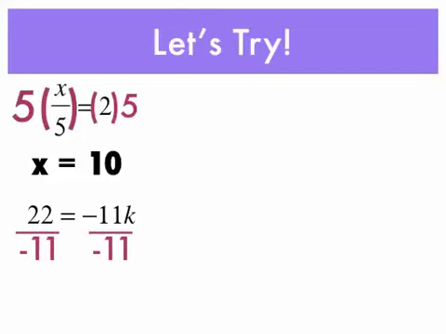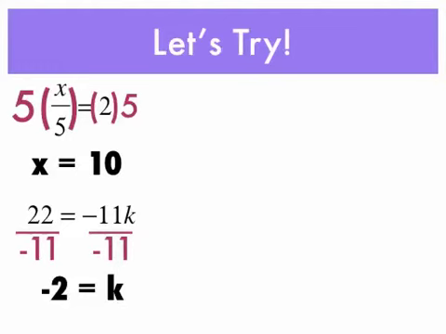Notice when I am multiplying and dividing and using inverse operations, I keep the sign of the number. In my original equation, I was multiplying negative 11 times k, so I have to divide by negative 11 on both sides. When you divide by negative 11 on both sides, a positive 22 divided by a negative 11 is a negative 2 equals k, because my 11s cancel out on the right side.